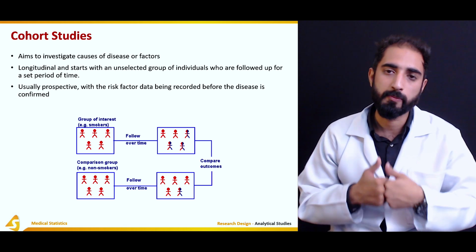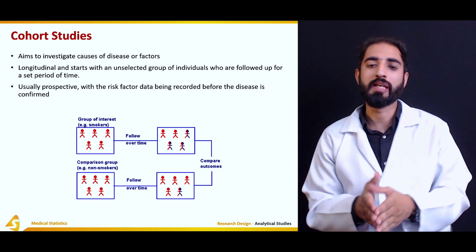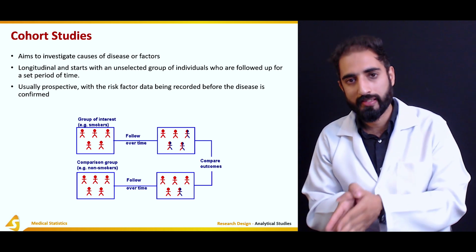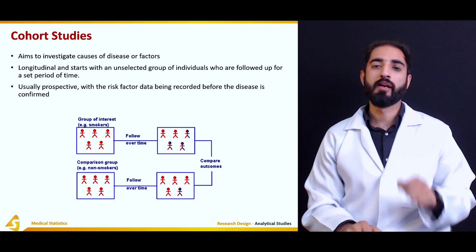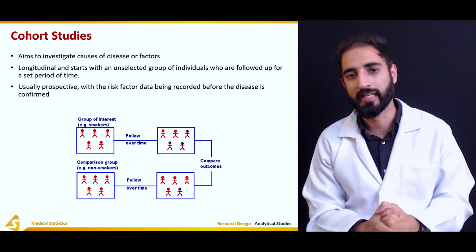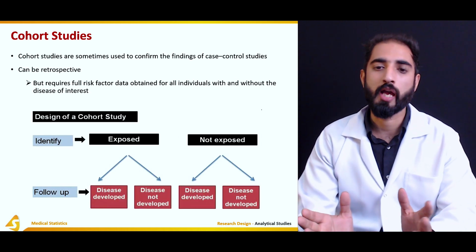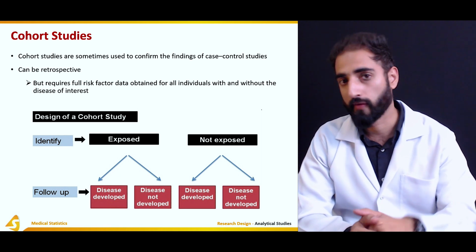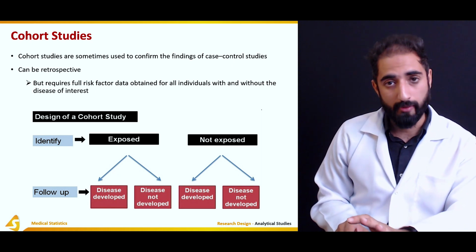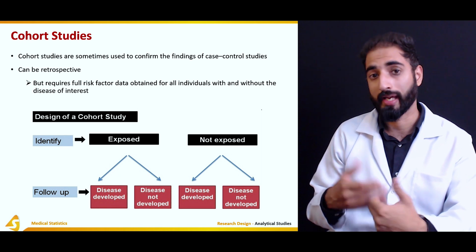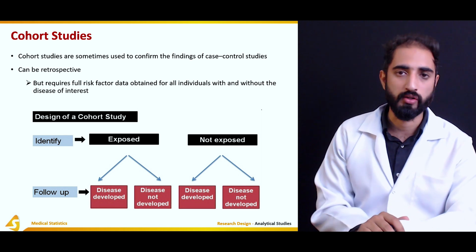You follow those patients for a specific period of time, and you try to see how many of these smokers developed lung cancer and how many non-smokers developed lung cancer, and then you can exactly identify the risk factor or the causal factor for that disease or condition. So that is the importance of cohort studies. Cohort studies are sometimes used to confirm the findings of case control studies as well. If a case control study, for example, showed that smoking is a risk factor for cancer, then to confirm that finding, you can carry out a cohort study based on that case control study.